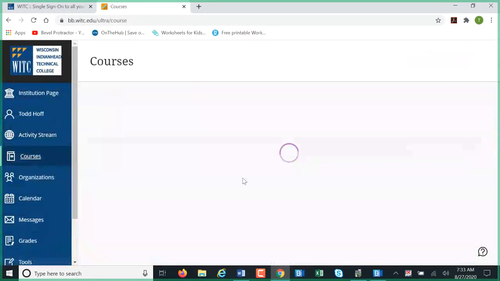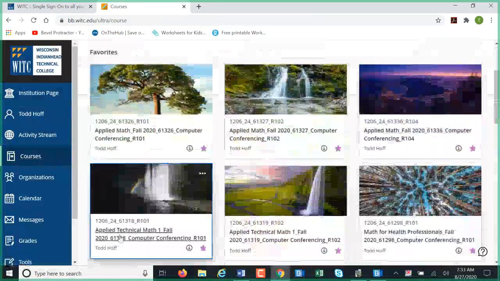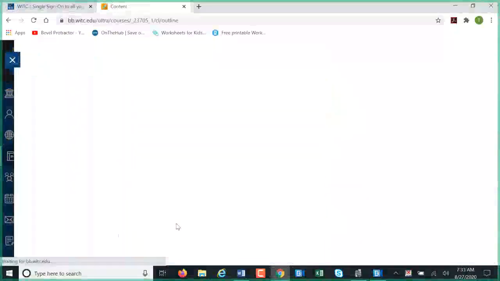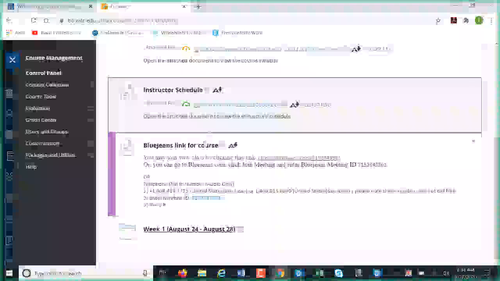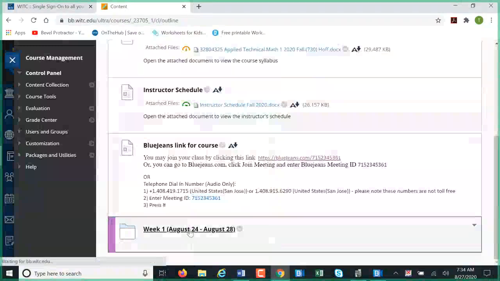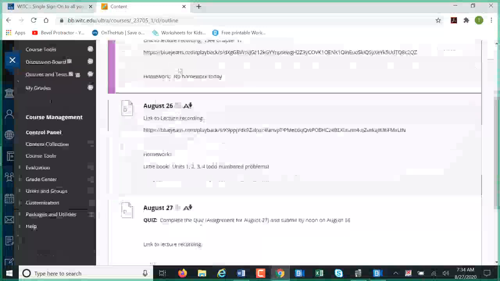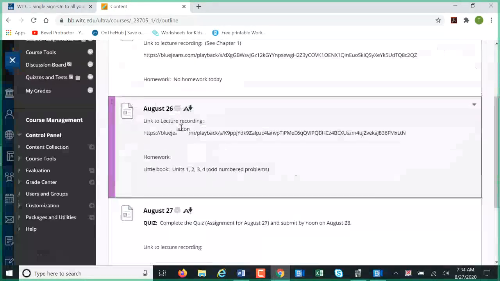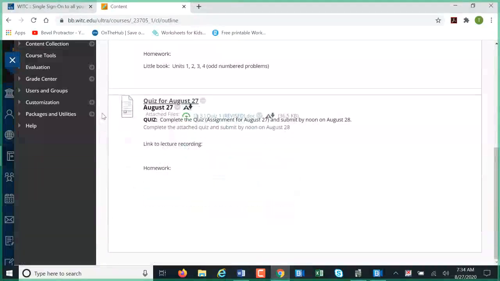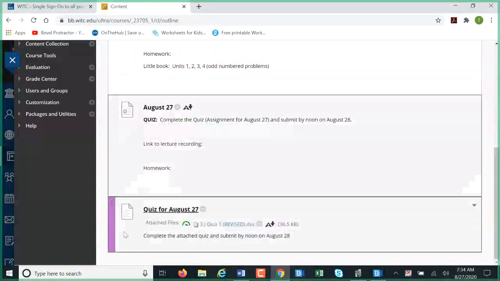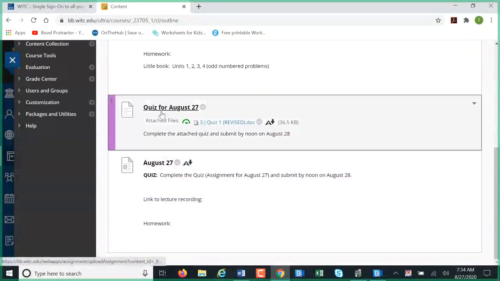When you get into Blackboard, it's still in course information. You can see once you go into that week 1 folder, there's the normal links for each day with the homework and the link to the Blue Jeans recording. But then if you scroll down, there's also a quiz here. I'm actually going to move that up so it's before the link for today. Can't do it right now, I guess. There we go. So that it is before the link for today. That quiz is out there.